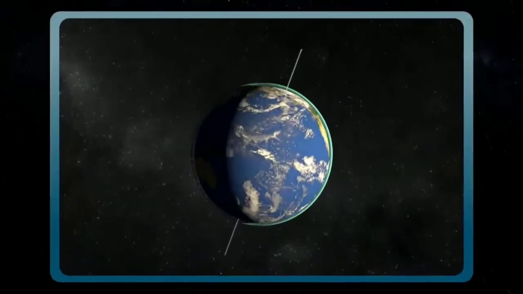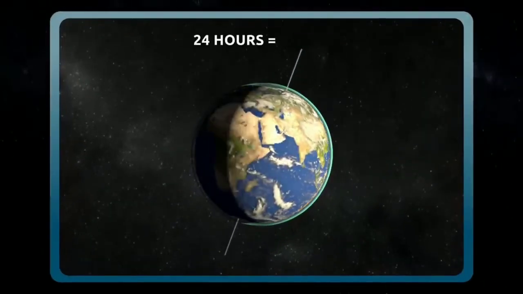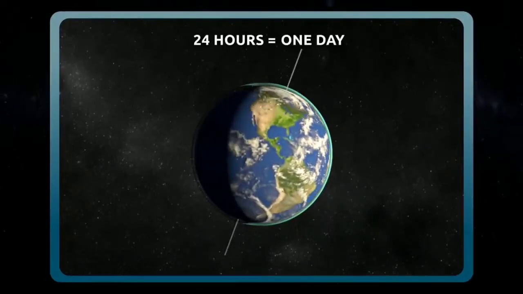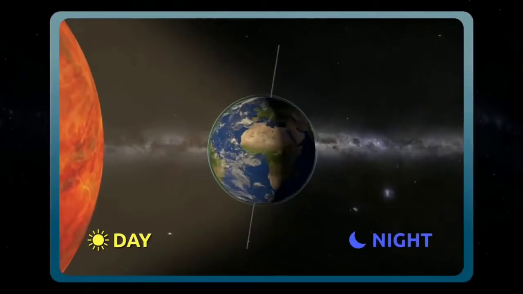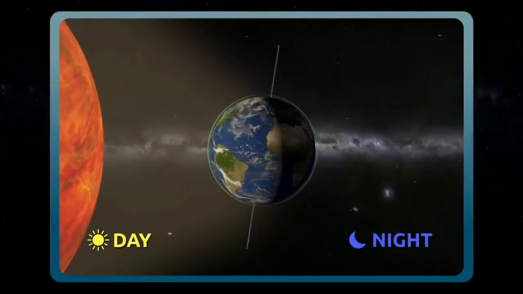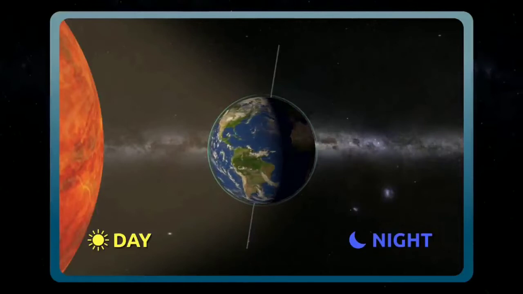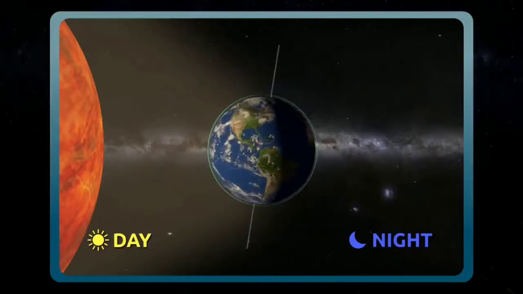It takes planet Earth 24 hours to complete one rotation on its axis, which is the equivalent of one day. Rotation explains day and night. As you can see, it's daytime in the part of the Earth that faces the sun and nighttime on the dark side.